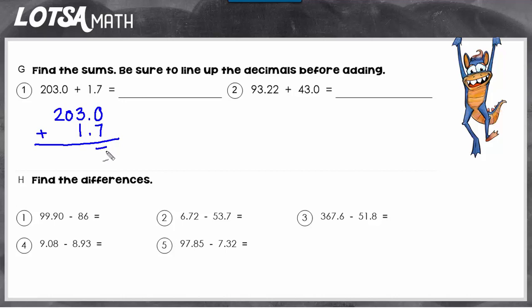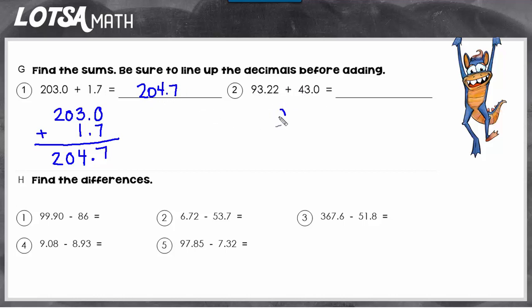0 plus 7 is 7. 3 plus 1 is 4. 0 and 2. But you have to make sure that you also put the decimal in the answer so that you still have the places lined up correctly. So this answer would be 204 and 7/10. So let's try another one.